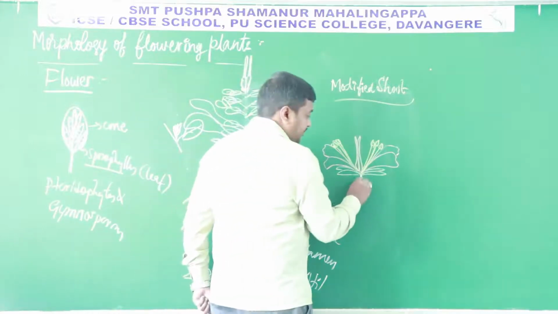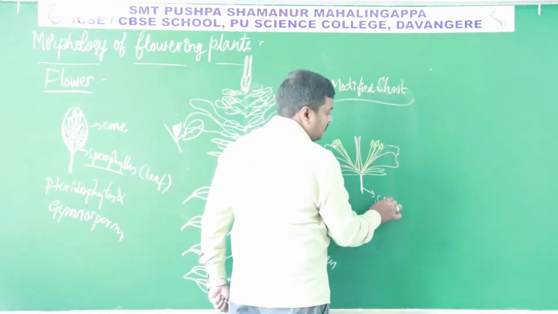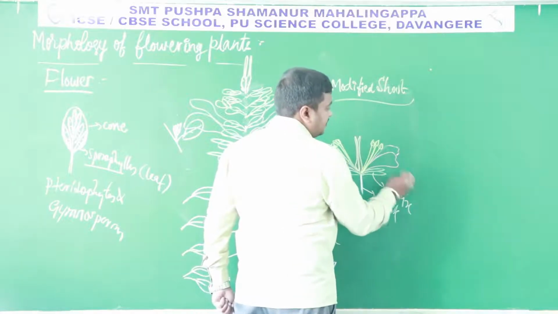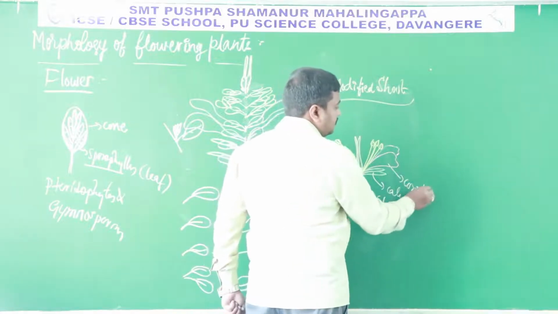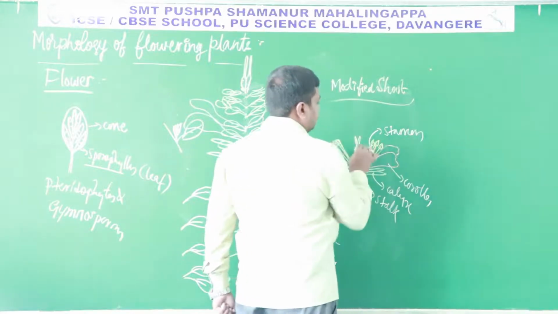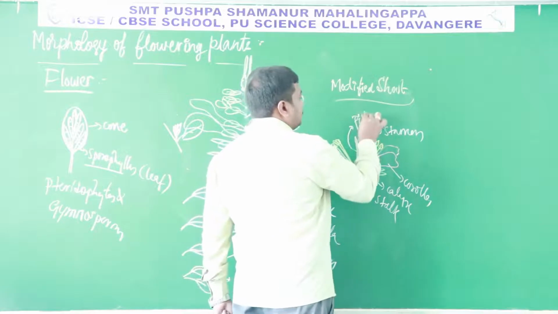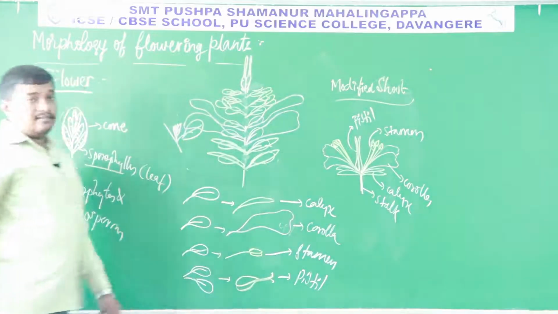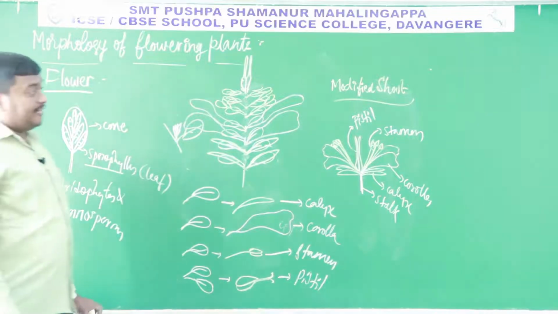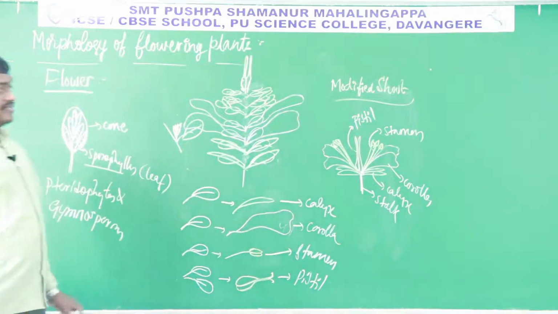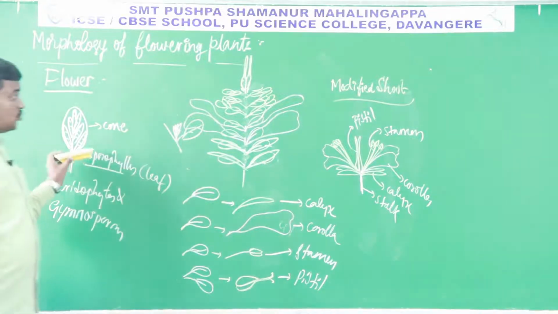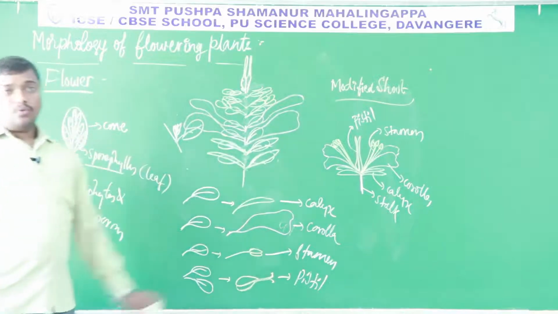Okay, so this is the stalk, so this is calyx, this is corolla, these are stamen, this is pistil. So like that, different floral appendages are modified into different appendages of a flower, like a calyx, corolla, stamen and pistil. So this is how shoot is modified into flower.